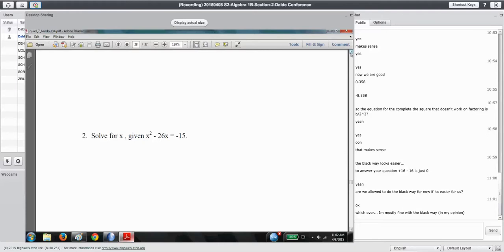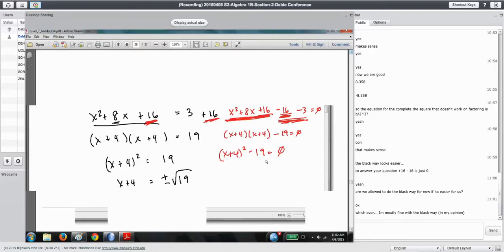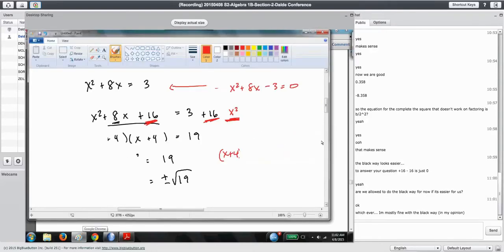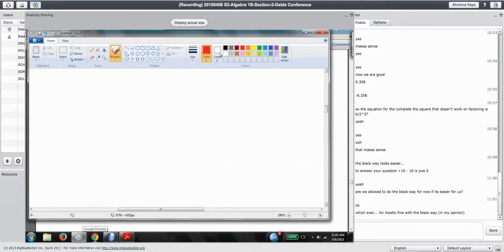X squared minus 26x equals negative 15. I'm kind of skipping steps here. Instead of just writing down the problem and then rewriting it with the big space, I'm just writing it down the first time with the big space. Okay?